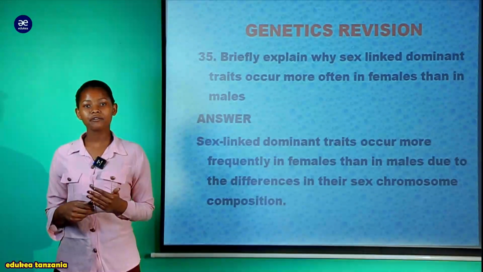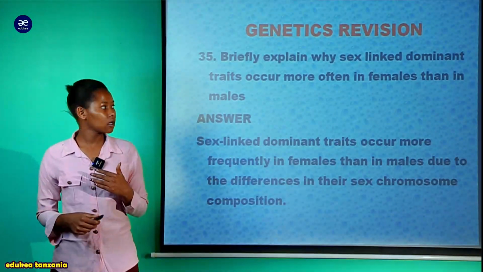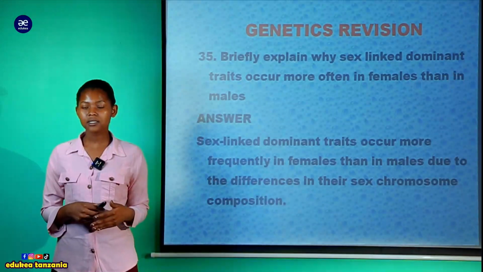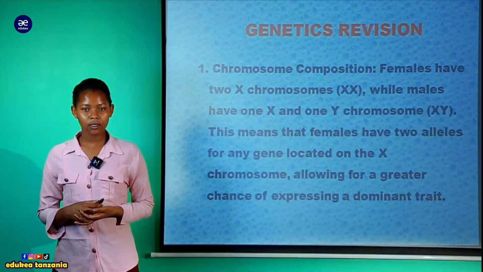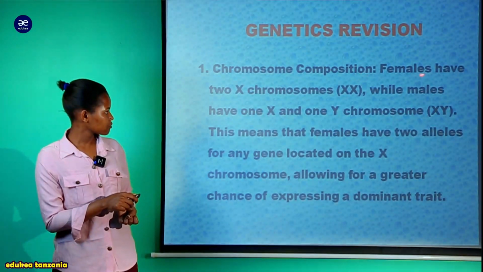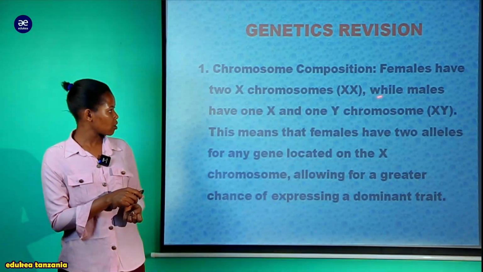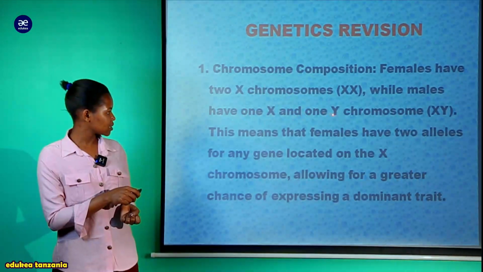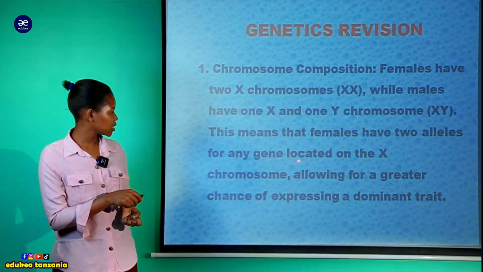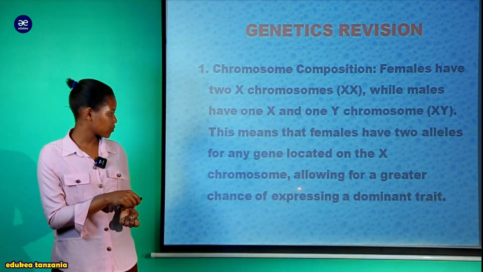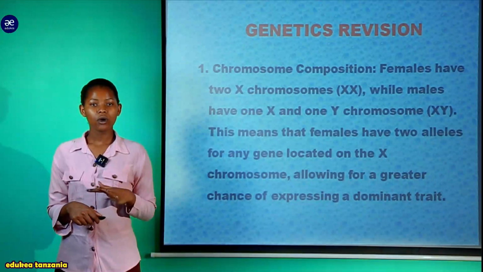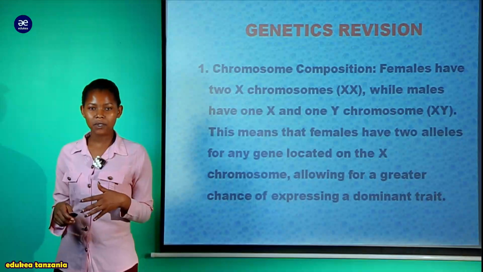That is the main reason that makes these sex-linked dominant traits occur more in women than in the male sex. And the first reason is chromosome composition. Females have 2 X chromosomes, while males have 1 X and 1 Y chromosome. This means that females have 2 alleles for any gene located on the X chromosome, allowing for a greater chance of expressing a dominant trait. So they have a greater chance of expressing a dominant trait.